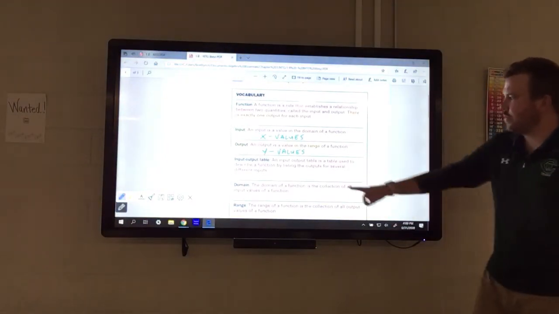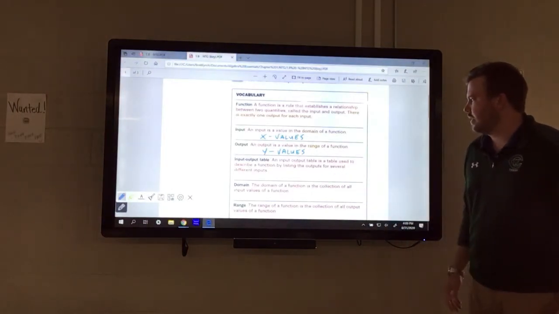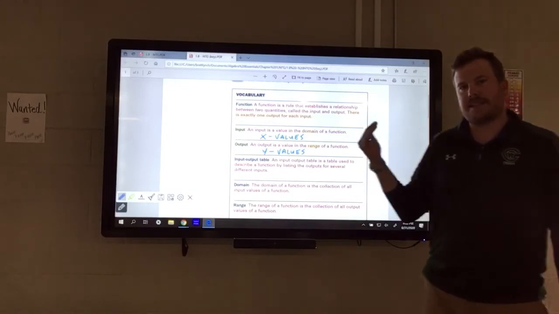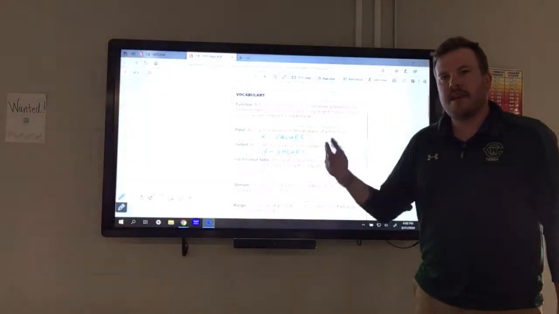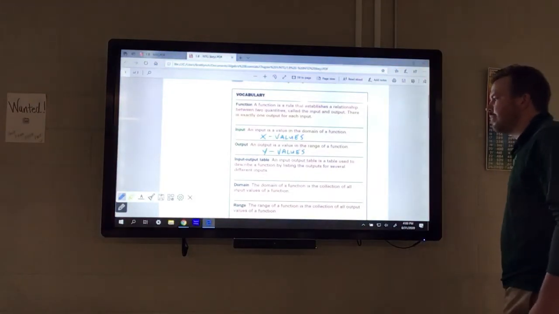We'll be making input-output tables. It's just a table used to describe a function by listing the outputs for several different inputs. So we'll have values of x either given or we choose them, and then we list the corresponding y values. You'll see what that looks like in just a moment.